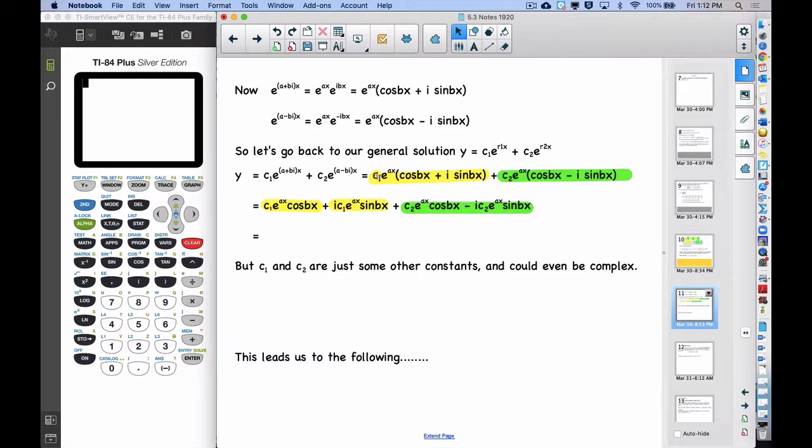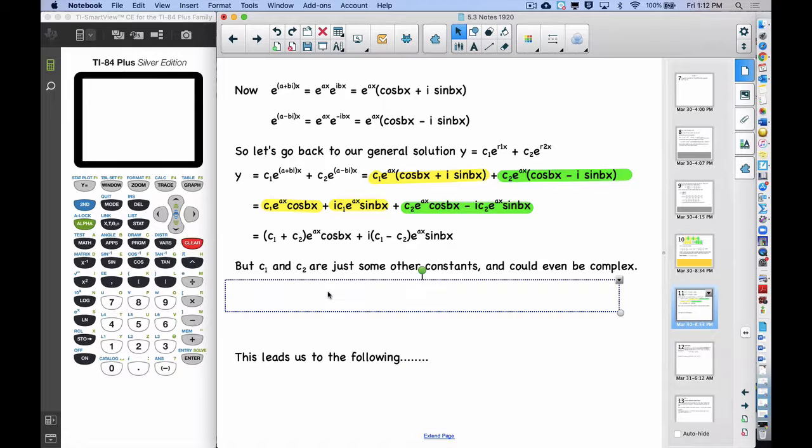Okay, and then if I distribute that c1 e to the ax and c2 e to the ax, I end up with separate terms, no more parentheses. And then I am going to gather together the cosine pieces, which don't have any i involved, and the sine pieces, which do have an i involved. And remember, if we were actually working this out and there were values in here, we haven't done anything with initial conditions yet. So these constants are just constants. And we could just substitute in a value, but we're actually going to go a little bit further.